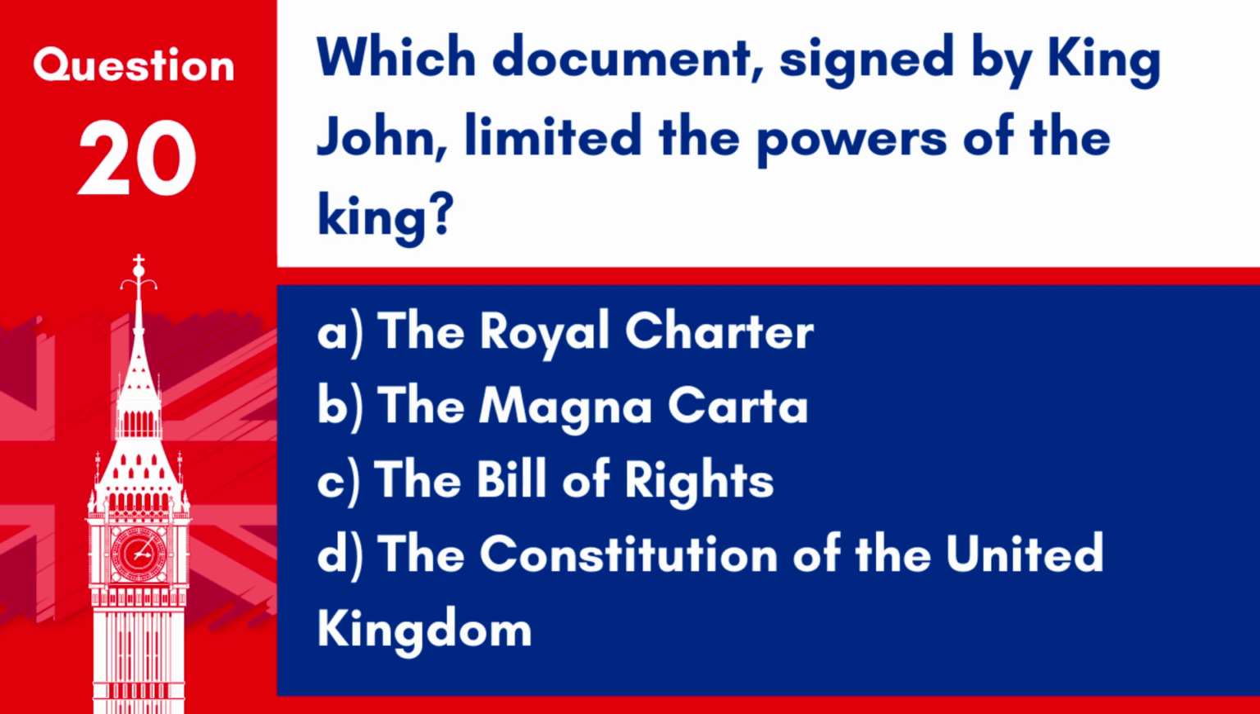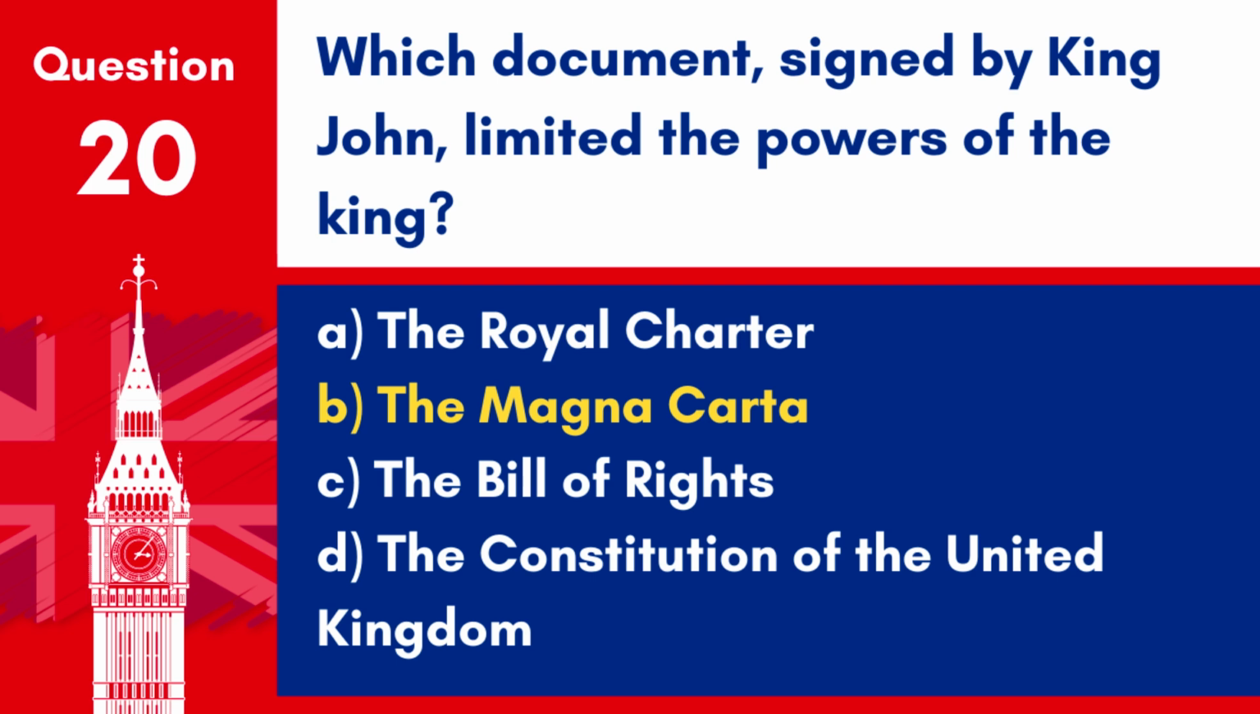Question 20. Which document, signed by King John, limited the powers of the King? A. The Royal Charter. B. The Magna Carta. C. The Bill of Rights. D. The Constitution of the United Kingdom.